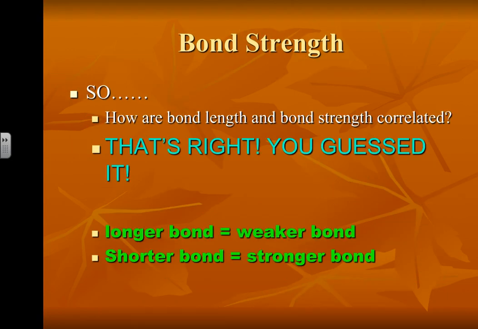Cool. How about strength? So how are bond length and strength correlated? That's right. You guessed it. Longer bond, weaker bond, shorter bond, stronger bond. Another way I like to think about this is karate chopping boards, which I do in my off time all the time.